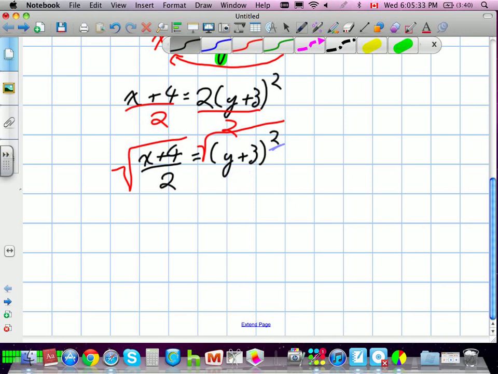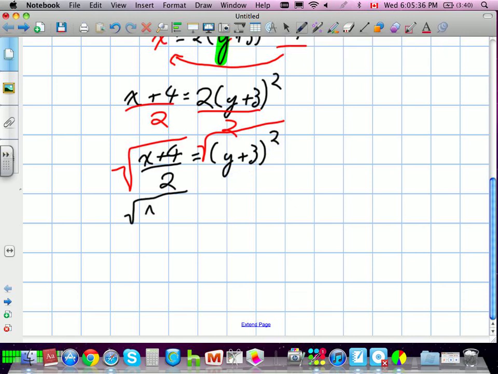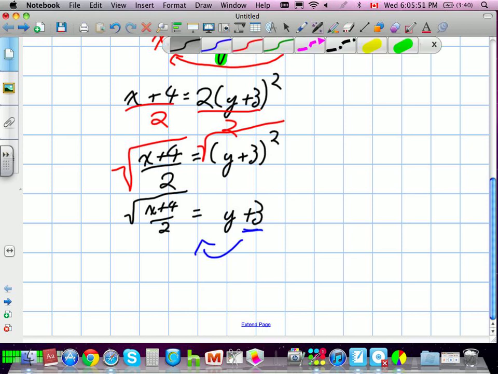Okay. And again, these will cancel out. They create a 1, but we're left with the root of x plus 4 divided by 2 is equal to y plus 3. Now, I don't need these brackets anymore. They're not very important. So last thing I need to do is now move this 3 to the other side of the equation. When I move 3 to the other side of the equation, what's it going to become?